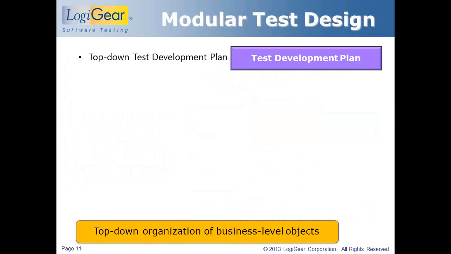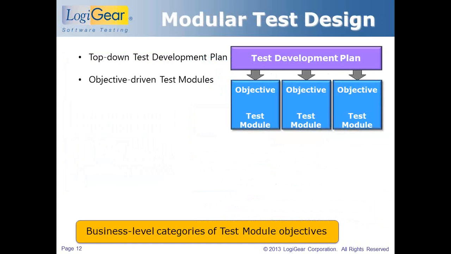So modular test design starts with a test development plan, just as usual, and you think about which kind of tests do I want to do in that test development plan. And those are the objectives that you come up with. In this system, in TestArchitect, those objectives are assigned to test modules.